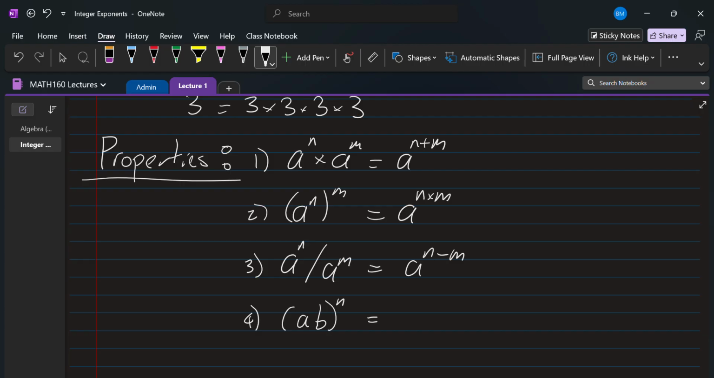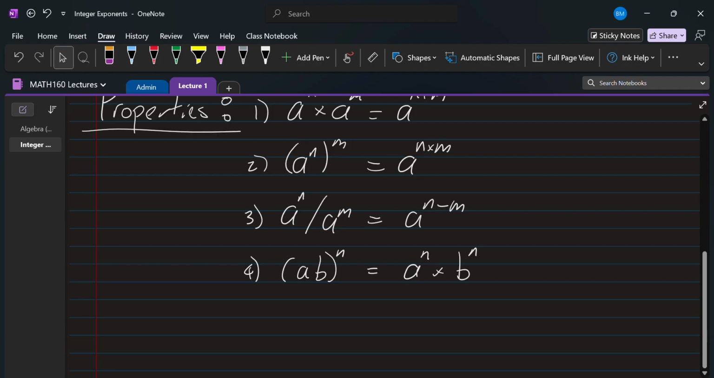Okay, number 4. If we have a b to the n, so the product inside, the exponent outside, that just distributes onto each factor. So that will be a to the n times b to the n. Okay, easy stuff.